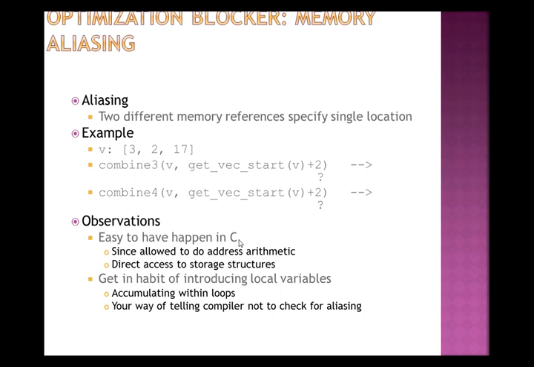Get in the habit of introducing local variables. Why? Because local variables are inner to the loop. That is not a global variable. If a global variable is used, then the whole program will use the same variable, the same values. But if we are using the inner variable or the local variable, then that variable is within the limit of the loop only. It is not beyond the loop. That is accumulating within the loop. As I said, it is your way of telling the compiler not to check for aliasing.